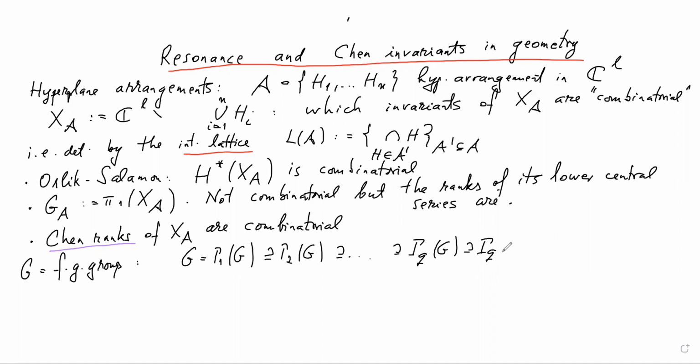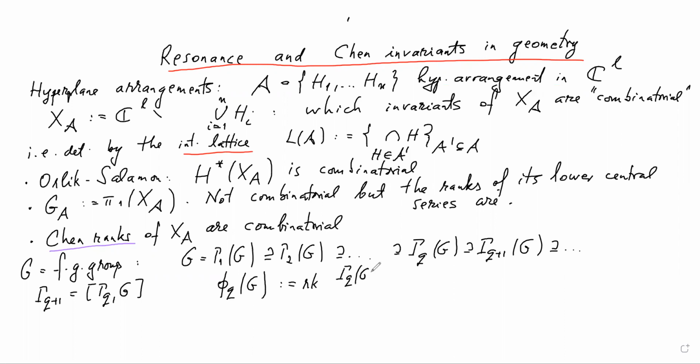And right, so you have something like this. And here, gamma q plus 1 is the commutator of gamma q and the group itself. And therefore, the quotients are abelian groups, and they are finitely generated abelian groups, and they have ranks. And then you call phi q of G to be, per definition, the rank of this finitely generated abelian group, gamma q of G divided by gamma q plus 1 of G. So these are the lower central ranks of G.